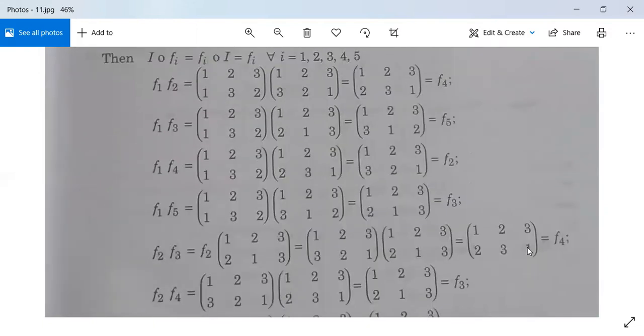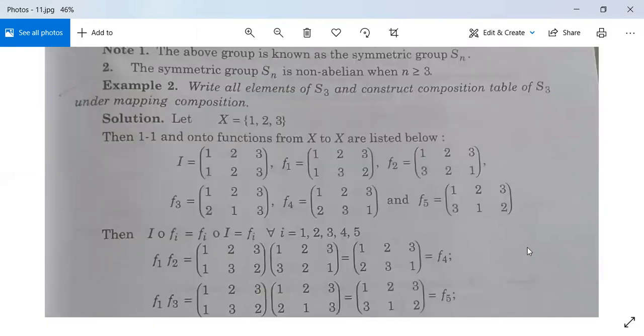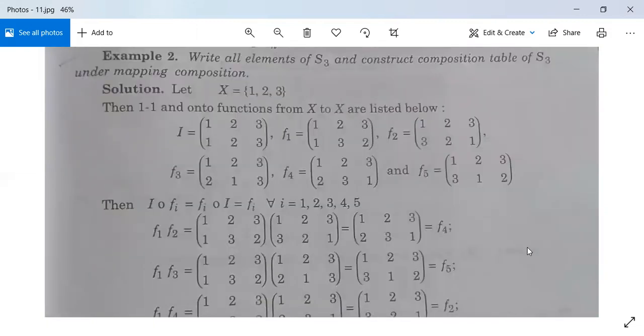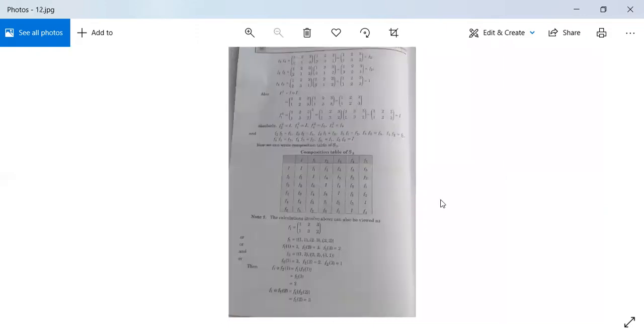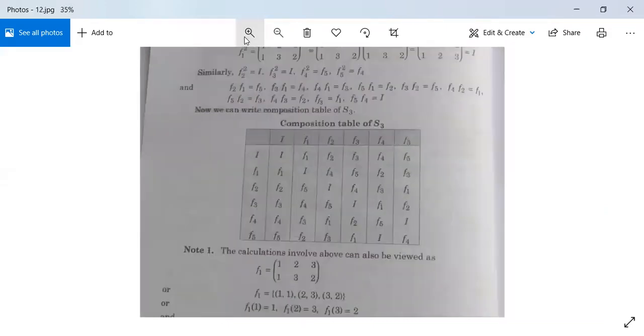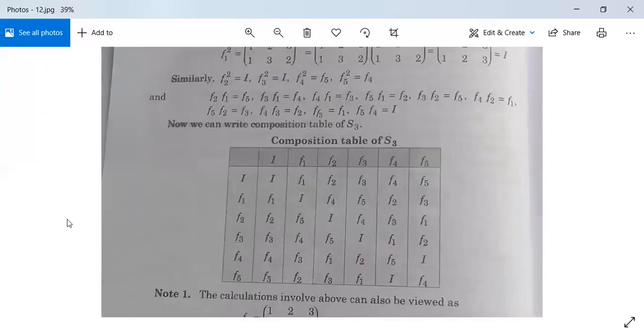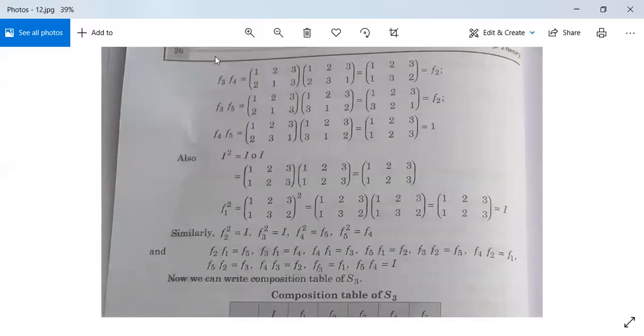That is, whatever composition we get is one of F1, F2, F3, F4 or F5, and from that we have to make the composition table. Next, look, F3 F4 is 1, 2, 3 to 2, 1, 3 and 1, 2, 3 to 2, 3, 1. This is equal to 1, 2, 3: 1 goes to 2, 2 goes to 1, it is 1. 2 goes to 3, 3 goes to 3, it is 3. And 3 goes to 1, 1 goes to 2, it is 2. So it is your F2.